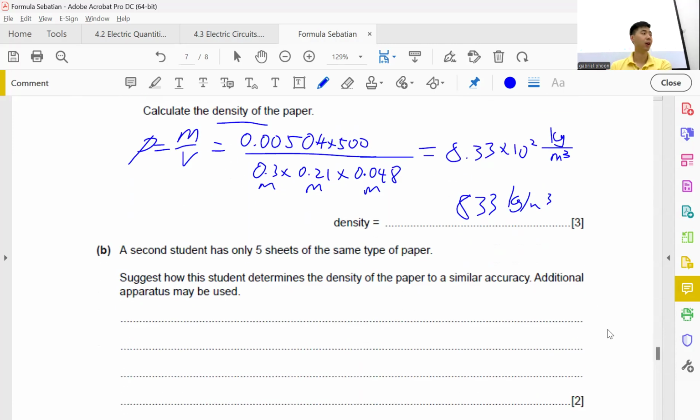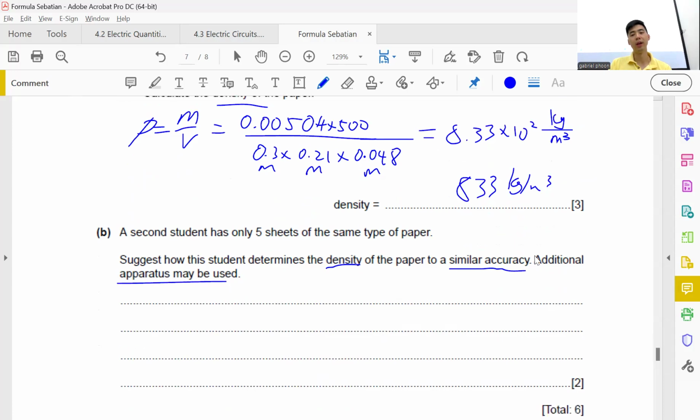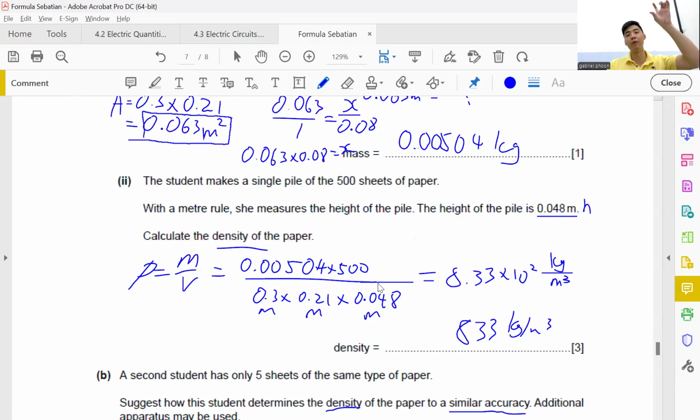Okay. Straightforward, easy. The second student now only has 5 sheets of the same type of paper. So how does this student determine the density of the paper to a similar accuracy? Additional apparatus may be needed. Right now, the situation is when you have 500 sheets of paper, using a meter ruler, I was able to measure 0.048 meters, right?